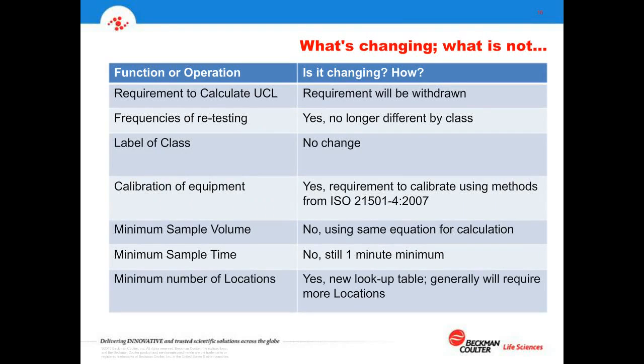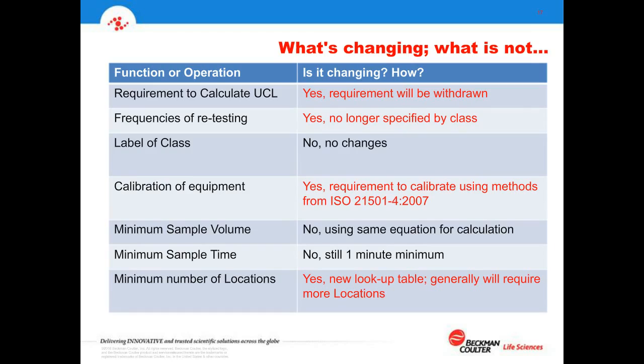So some things, as I said, change. There's really 2 major ones that I'll address shortly. So the first thing is, the requirement that was there originally to address the upper confidence limit statistical method when you are sampling very few positions, less than 10 positions, has been withdrawn in the 2015 edition. The frequencies of retesting used to be stated as 6 months if it was ISO 5 or cleaner, 12 months for ISO 6, 7, 8, 9. That's no longer specified by class. The labeling of the class, no, that didn't change. We still have ISO 1 through ISO 9.